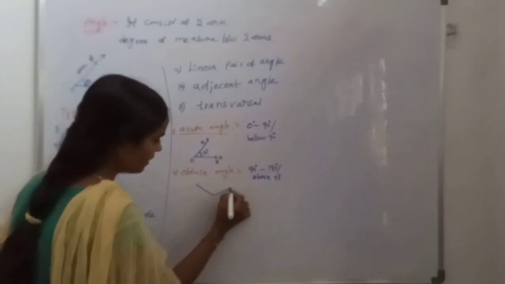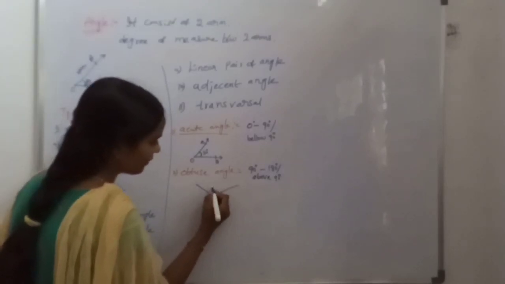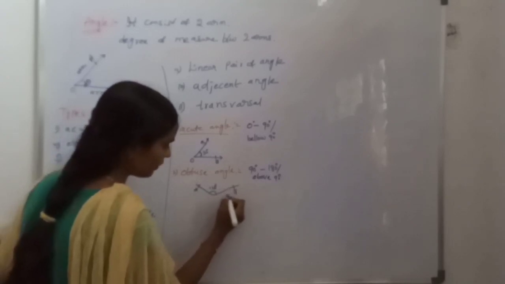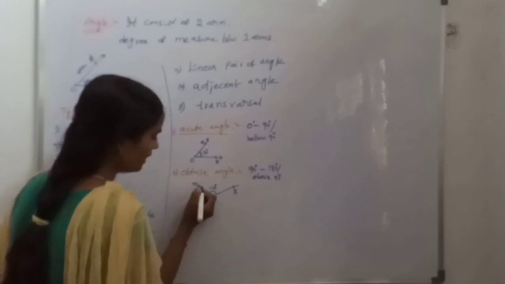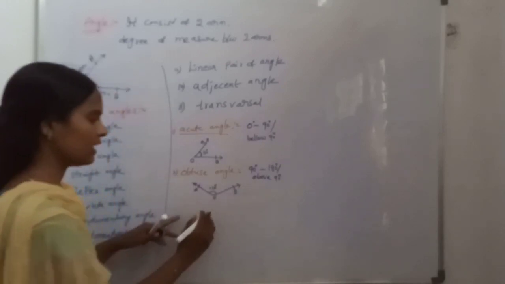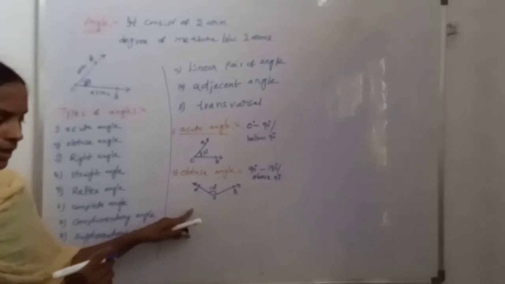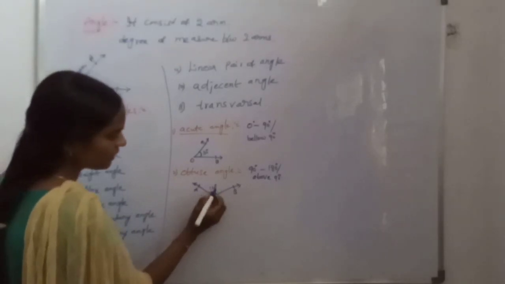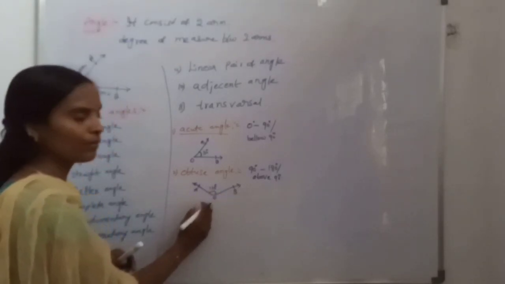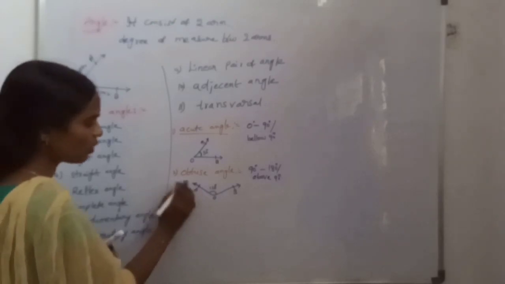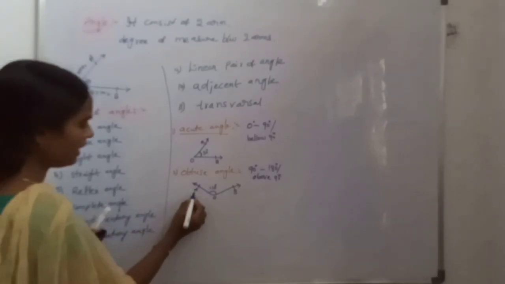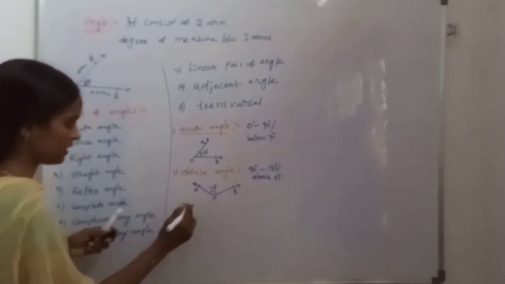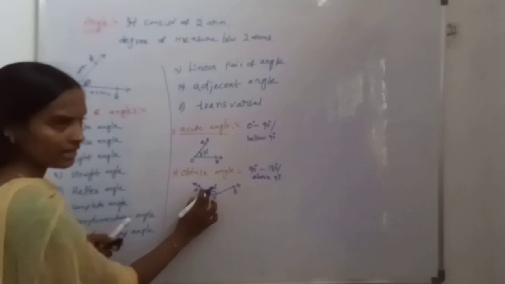For example, here 110 degrees. Here having A point, here having B point, it is O. Now let's see, it is an obtuse angle, above 90 degrees. A and B are the points, O is the common vertex. The angle is 110 degrees.